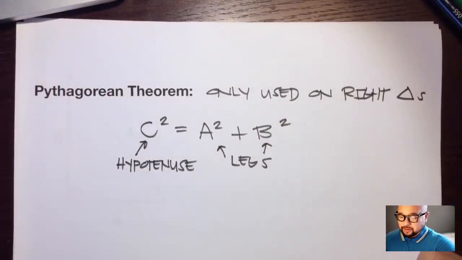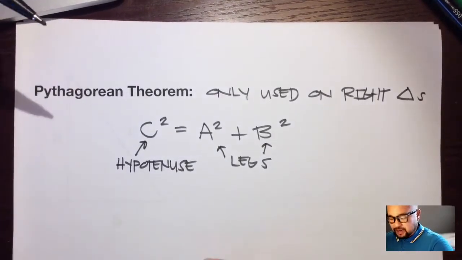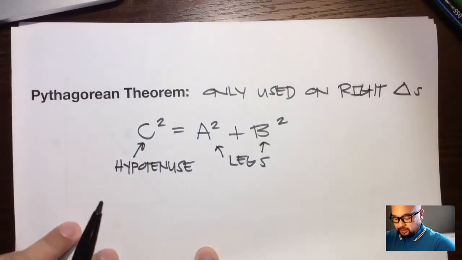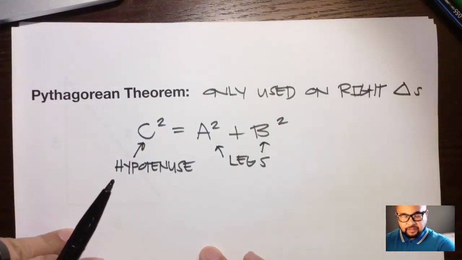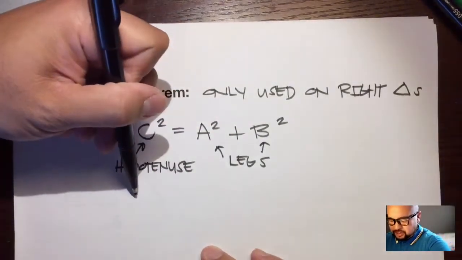Alright, that's the Pythagorean Theorem. It's used to find the length of a missing side. So let's use the Pythagorean Theorem to find the length of a missing side. So let's actually write this down.